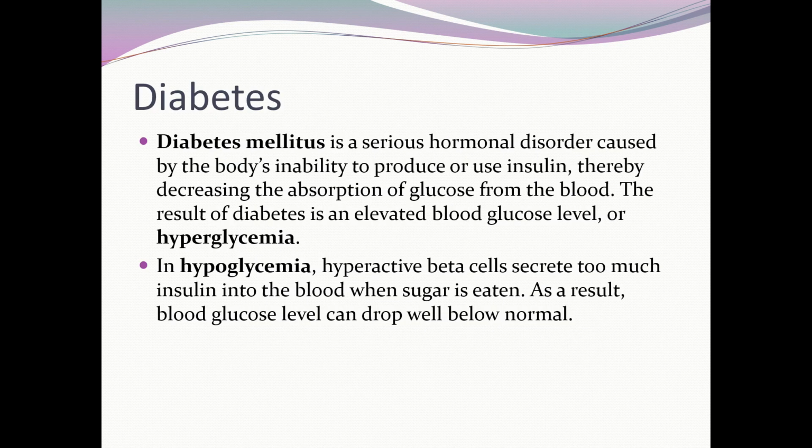Diabetes. Diabetes mellitus is a serious hormonal disorder caused by the body's inability to produce or use insulin, thereby decreasing the absorption of glucose from the blood. The result of diabetes is an elevated blood glucose level or hyperglycemia. In hypoglycemia, the hyperactive beta cells secrete too much insulin into the blood when sugar is eaten. As a result, blood glucose levels can drop well below normal range.